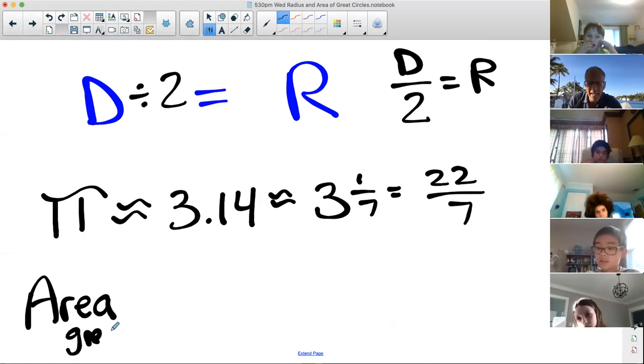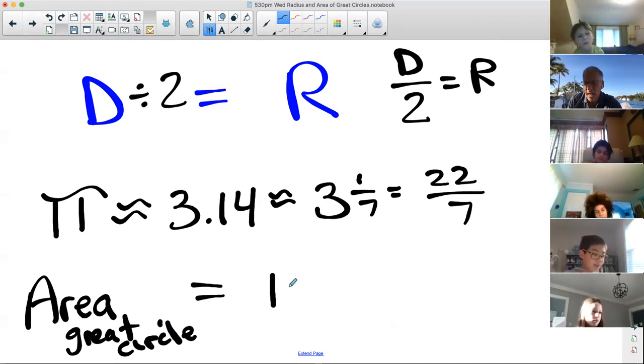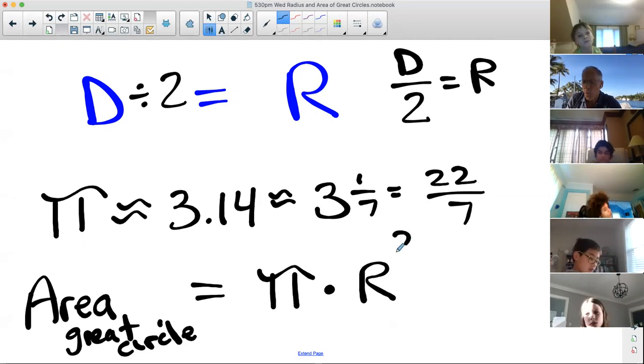And therefore, the area of the great circle within a sphere equals pi times the radius squared.